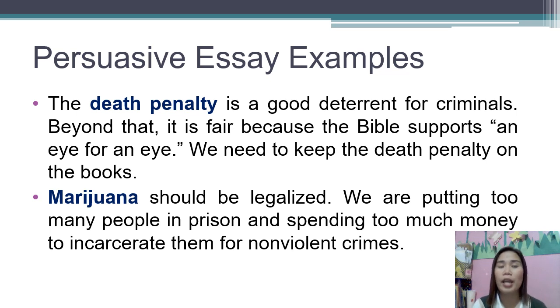And now I have prepared here some examples of persuasive essays. So first is the death penalty. So the death penalty is a good deterrent for criminals. Beyond that, it is fair because the Bible supports an eye for an eye, a tooth for a tooth. So we need to keep the death penalty on the books.